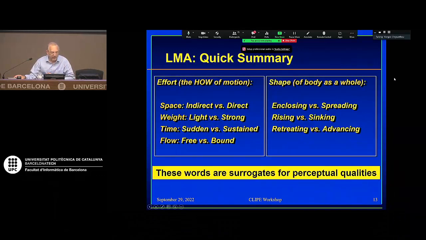So nobody had any idea what to do with that realization, and in fact there were some questions of whether it even made sense. So a really quick summary of what LMA is. In general, there are two categories. There are efforts, which is the how, and there's the shape.